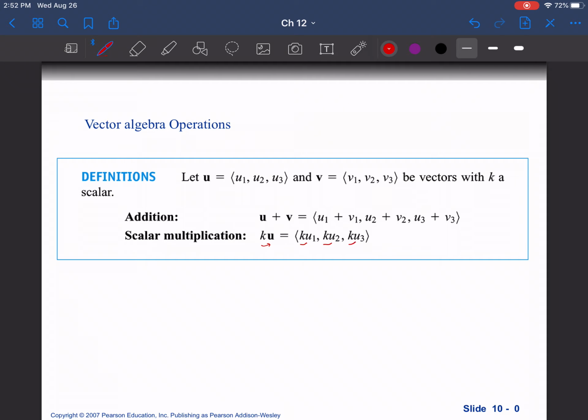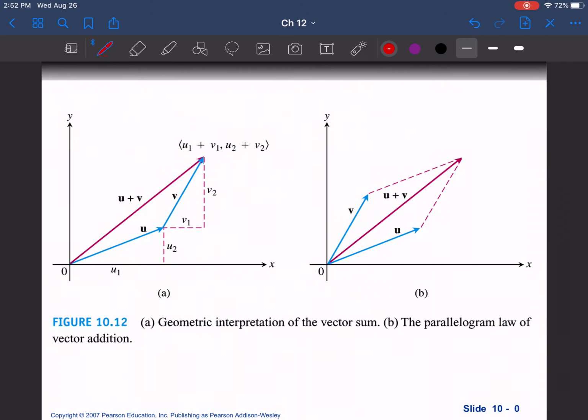So pretty simple, just distribute it through. Here we have a vector addition. How do we add two vectors together? The way I always think about vector addition is think about laying them out in a walkable path. So essentially I want to lay my vectors tail to tip.